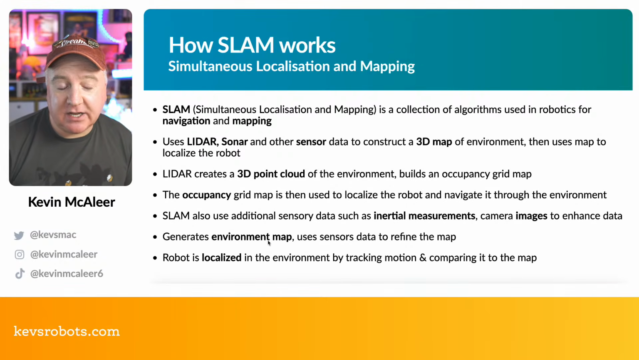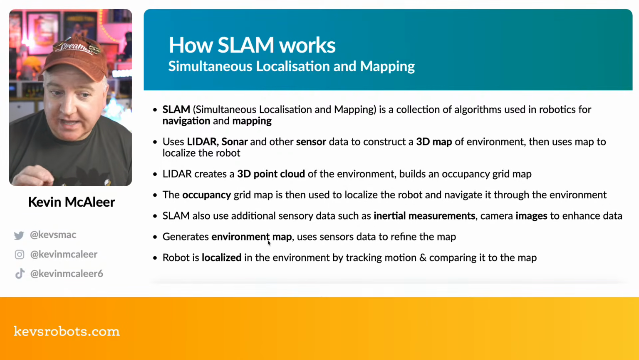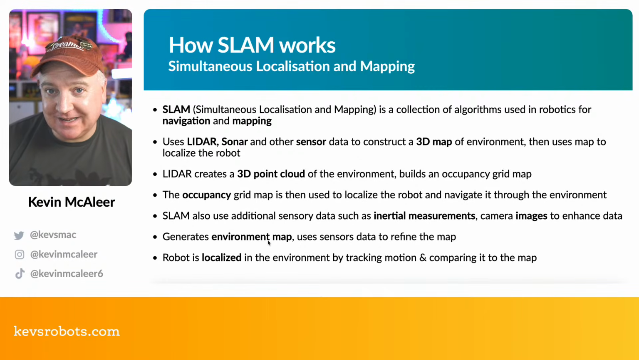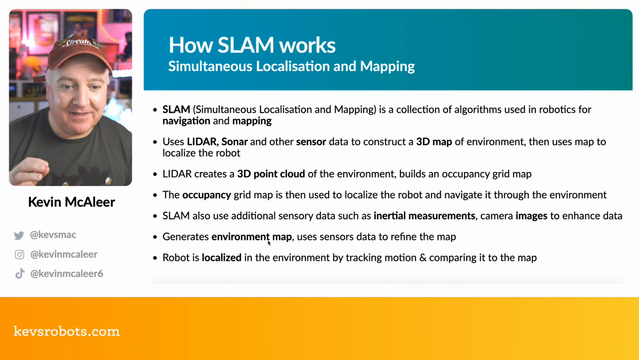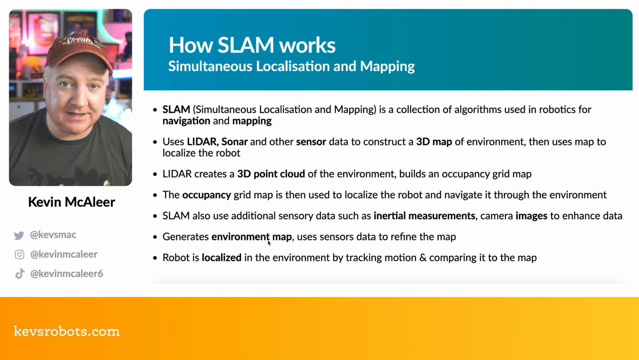So we use LiDAR. You can also use sonar or other sensor data. You can actually do it just from a camera, although that's a bit more difficult, but you can do that. And that helps build this three-dimensional map of the environment. We have a mapping node in ROS that we can use for that. And then we can have a SLAM node that will do all that complex machine learning to figure out where we are.